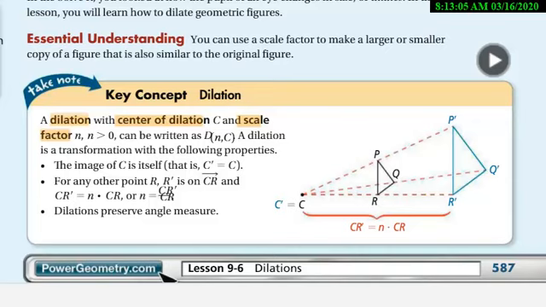Inshallah, this session I'm going to explain chapter 9 lesson 6 for grade 9 geometry, which is called dilation. So our topic for today is dilation. First of all, we need to understand the meaning of dilation.